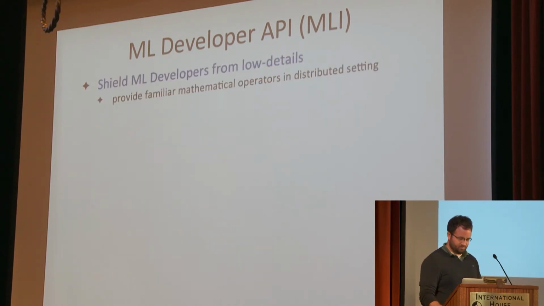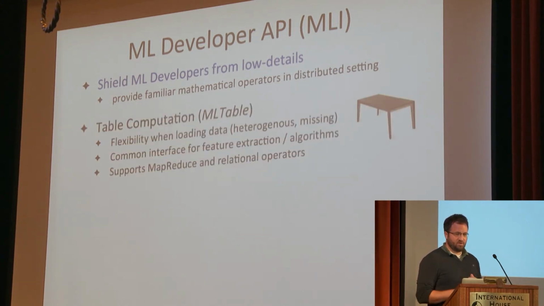So the high-level goal of this system is to shield ML developers from low-level details. We don't want them to worry about, again, these crazy different backends for linear algebra. We want to provide them with familiar mathematical operations in a distributed setting. So the three components of this are, first, again, I mentioned MLtable.